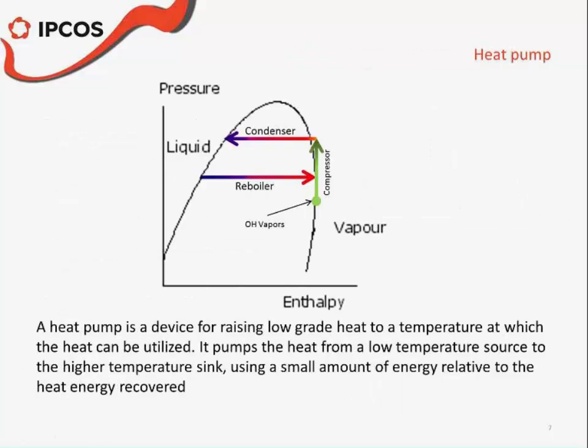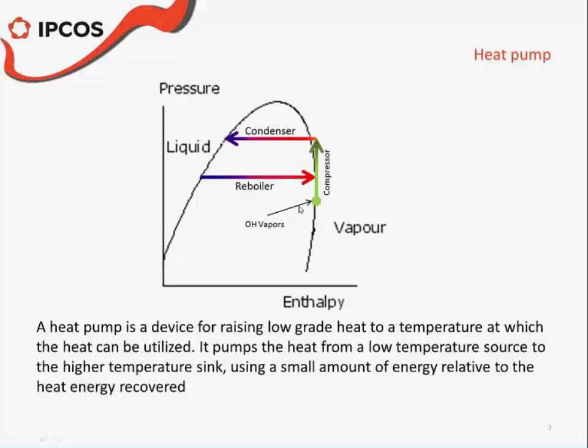For those not completely aware of what a heat pump is, a heat pump is a device that helps you raise low-grade heat to a temperature at which the heat can be utilized. What heat pumps basically do, as we see here on the graphic, is they take the overhead vapors, and through the compressor, they raise both pressure and temperature of those vapors, allowing them to be a good heat transfer medium to send heat to the reboiler.